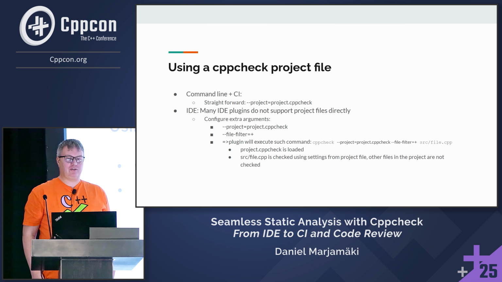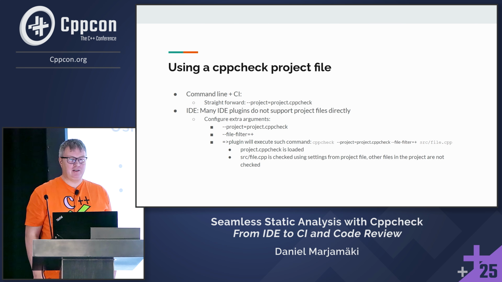So how do you use a cppcheck project file? On the command line, it's quite straightforward. You write --project, and then by default, cppcheck will run analysis on the whole project. If you want to limit the analysis to certain files, you can use --file-filter.